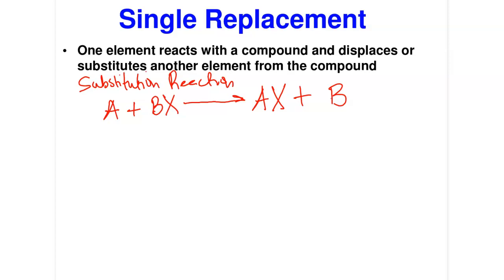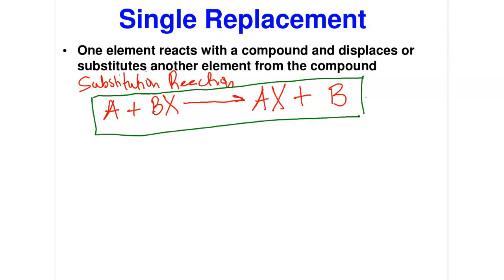It is actually not a very fair competition here. The guy that has the macho and that has the power comes and kicks away the other guy, and the other guy now becomes single. So this is called a single replacement, a single displacement, or a substitution reaction. Whichever name you want to give it, doesn't really matter. So let's see some common examples we have here.